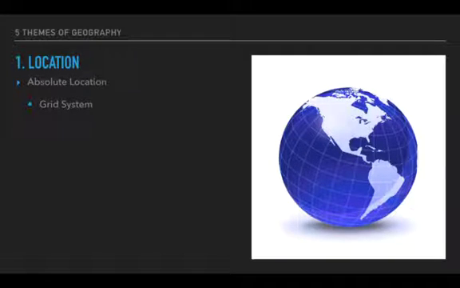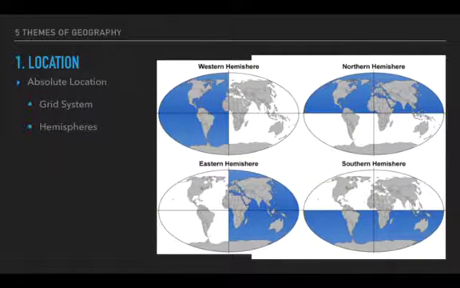Many of you have seen globes or maps that look kind of like this, and that's what these grids are, and we're going to learn about that and understand how that works, as the grid system is a system of imaginary lines that go throughout maps or our globe so that we can pinpoint the absolute location of a geographical feature. And in order to understand the grid system, we need to understand that our globe is divided into hemispheres.